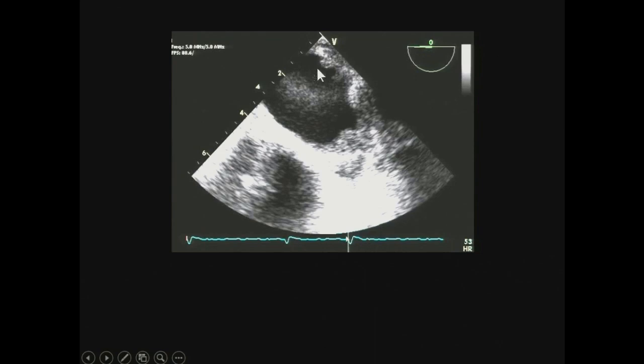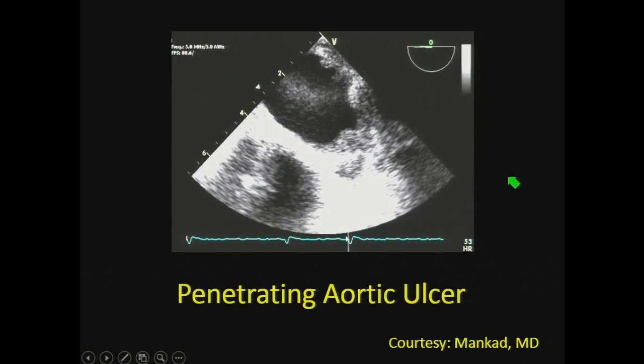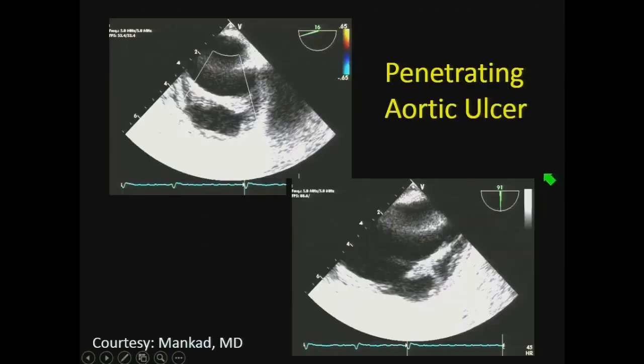But here is an example where this is the lumen, and then there is a little erosion of this particular area, and that's a penetrating aortic ulcer. So when imaging an aorta, one has to be careful and look around, even if you are doing it for some other purpose, like looking for a left atrial appendage clot. One has to still do a complete exam and make sure we don't miss this important aortic disorder.